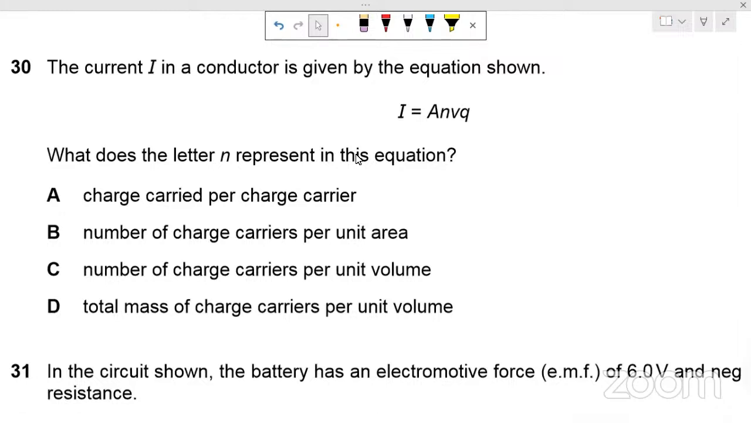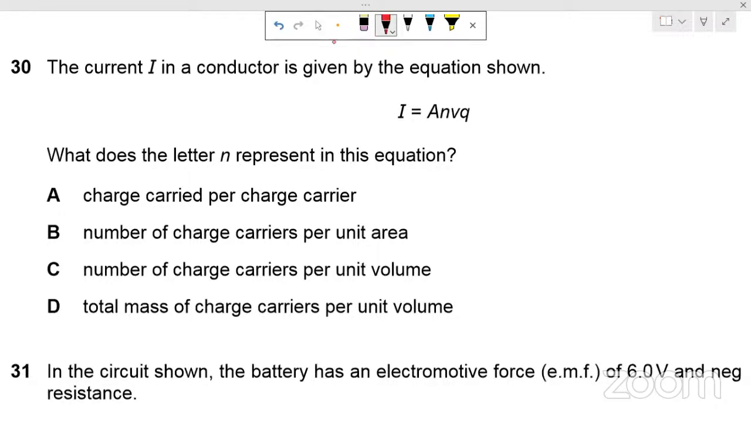Hello, in this video I will solve all the MCQs of all variants of 2023, all the MCQs of electricity. So we will solve all MCQs of 7 papers: 3 variants of May, June, 3 of October, November, and 1 of March. So let's get started.